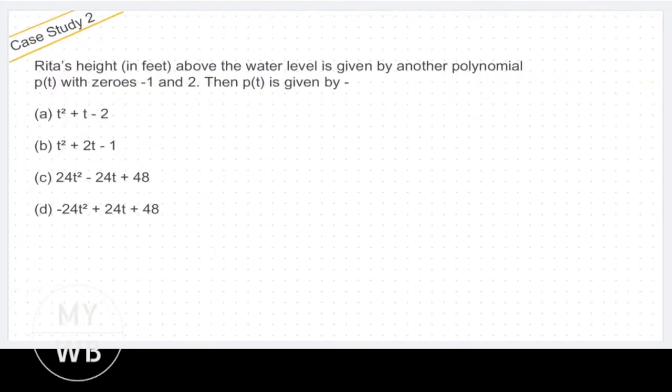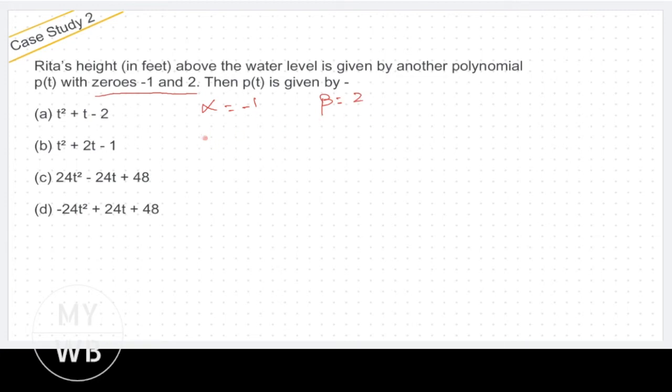Rita's height in feet above the water level is given by another polynomial p of t with zeros minus 1 and 2. Then p of t is given by. Here the zeros of the polynomial are given and we need to frame the polynomial. Let's consider zeros to be alpha and beta.